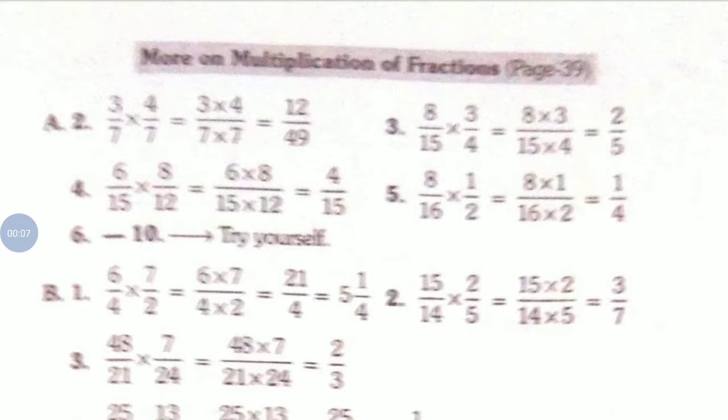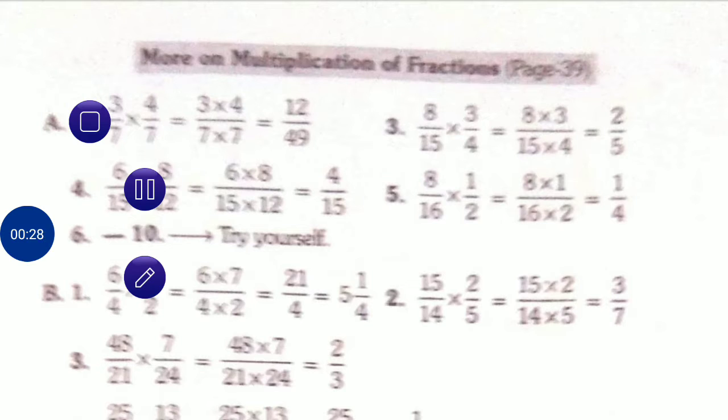As children, we have seen the multiplication of fractions. Now we will continue with the same thing. Some examples are given on page number 39 that we will continue. The first example they have solved already, so we will do the second example. The second example is 3 upon 7 multiplied by 4 upon 7.